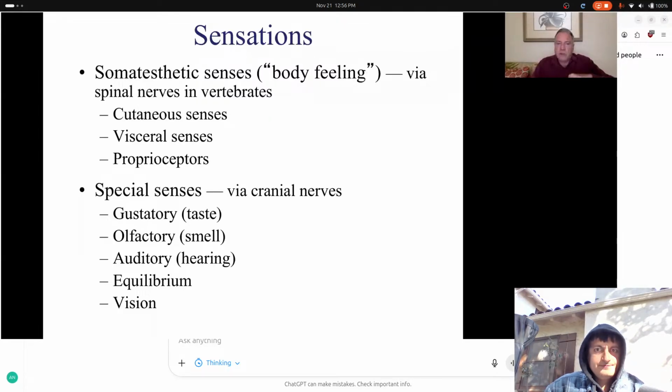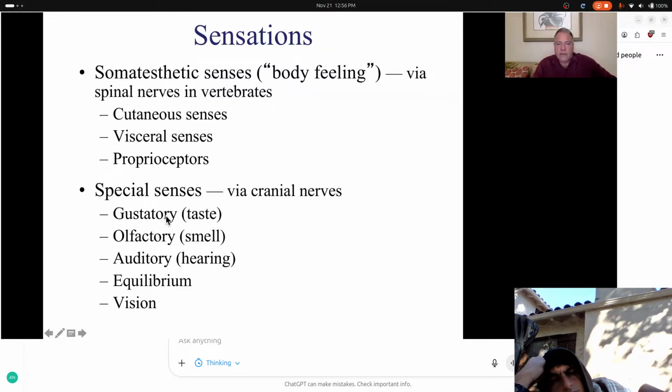Somatosthetic senses include your cutaneous senses in your skin, the visceral senses, the stretch receptors in your gut, and the proprioceptors, the positioning receptors in your muscles and joints. Those are all what we call body feeling senses. They travel from your sensors to the brain via your spinal nerves, so the sensory neurons from these receptors go via the spinal cord to the brain. Whereas the special senses travel via cranial nerves, so they're plugging directly into the brain.